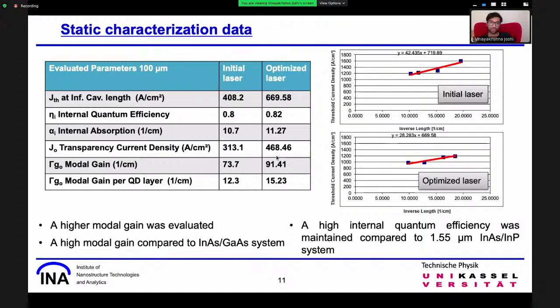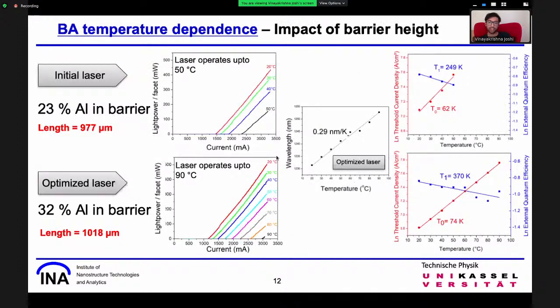The internal absorption of about 11.27 and the modal gain of 15.23 per centimeter per quantum dot layer are similar to the values in the literature for 1.55 emitting quantum dot lasers. The temperature-dependent analysis resulted in the operation of the initial laser up to 50 degrees Celsius from 20 degrees for the broad area laser of length 977 microns, whereas the optimized laser with a broad area laser of 1018 microns operates up to 90 degrees Celsius, which is already a 40 degrees improvement in the operation range.